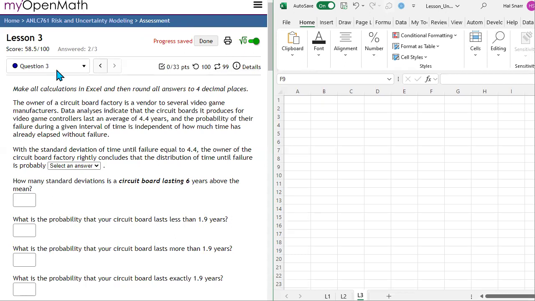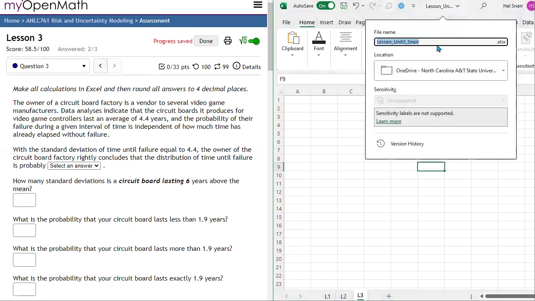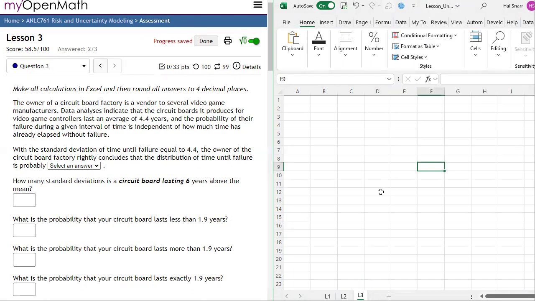In the last lesson, the third one of lesson 3, we're going to do the work in worksheet L3 of an Excel file that we named lesson underscore unit 3 underscore your last name. Mine's SNAR. I use SNAR, you use yours. Okay. Now in this problem, the owner of a circuit board factory is a vendor to several video game manufacturers.